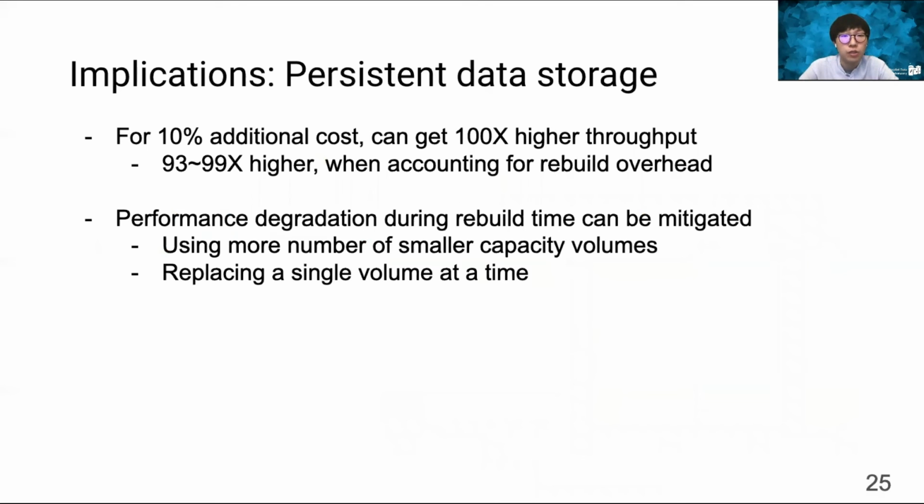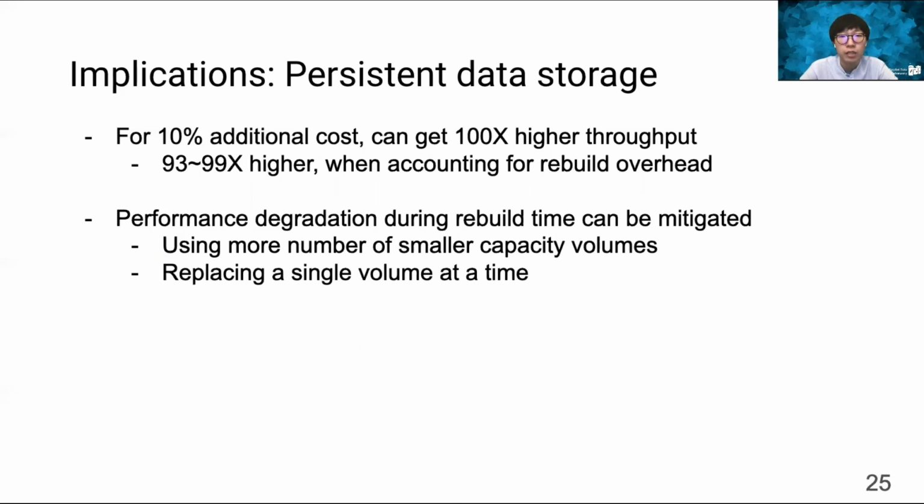This evaluation result gives some implications. For only 10% additional cost incurred by the data migration, our design achieves 100 times higher throughput than the baseline, and even when accounting for rebuild overhead, it achieves 93 to 99 times higher performance on average. Also, we empirically checked that the rebuild time is proportional to the volume capacity of the small burstable volume, so that by using a larger number of smaller capacity volumes, the rebuild time can be reduced.